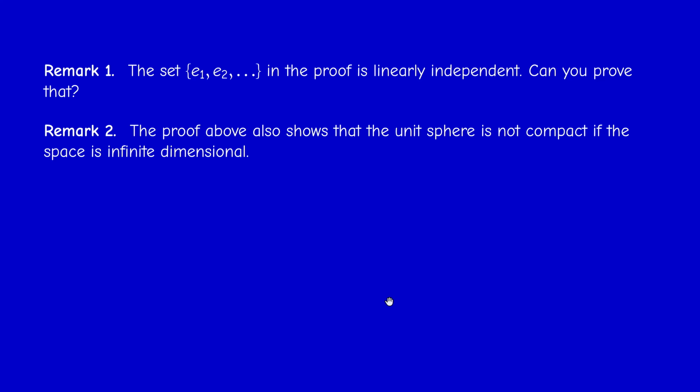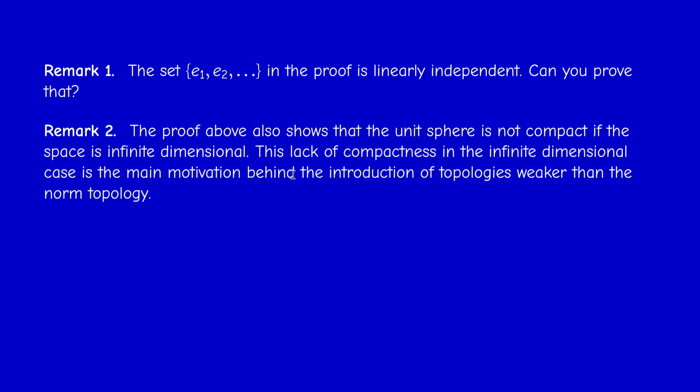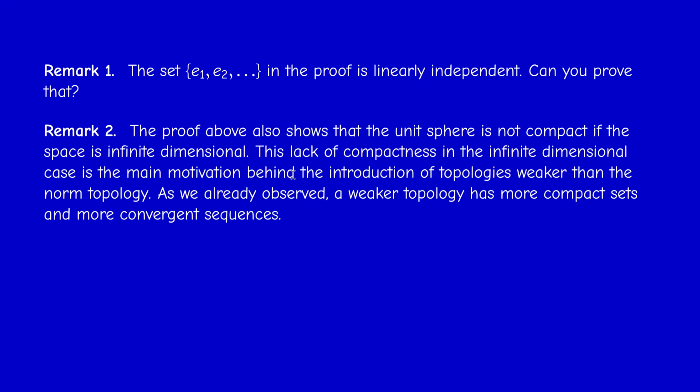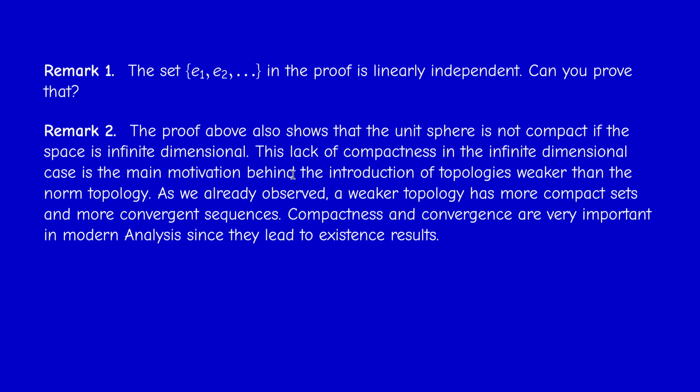Okay. And now, as an exercise, as I told you in the proof, the whole set obtained in the construction is actually linearly independent. Try to prove that. Okay, and so as we said also, the unit sphere in an infinite dimensional space is not compact. And this lack of compactness in the infinite dimensional case is the main motivation behind the introduction of topologies that are smaller or weaker than the norm topology. Okay, so as I said in the previous video, a weaker topology has more compact sets and more convergent sequences, and these two notions are very important in analysis.